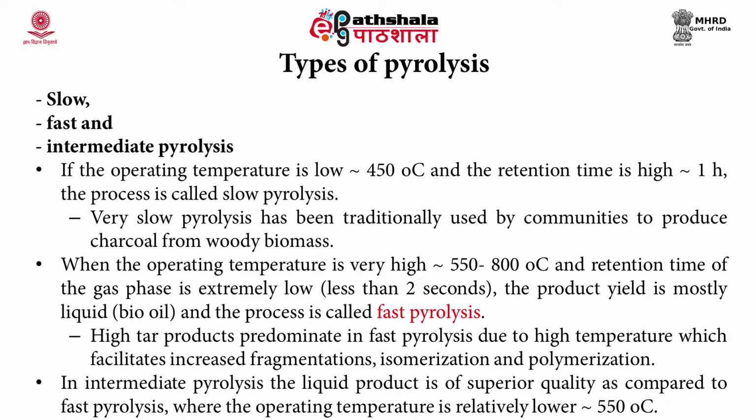So, based on the operating temperature, slow pyrolysis occurs when the temperature is less than 450 degrees Celsius and the retention time is high, and the product will mainly be solid, or charcoal. Fast pyrolysis occurs at a higher temperature and the retention time is very short, and the product will be the oil, bio oil. And intermediate pyrolysis occurs at a temperature between 450 to 550 degrees Celsius.